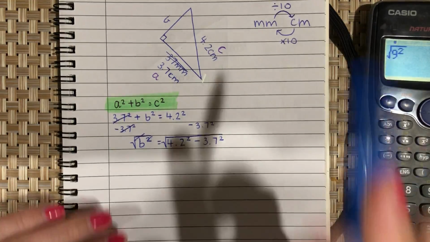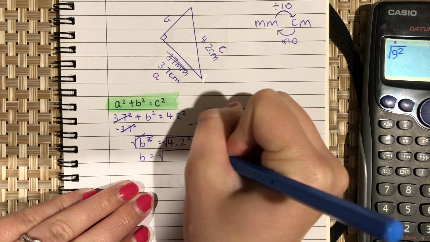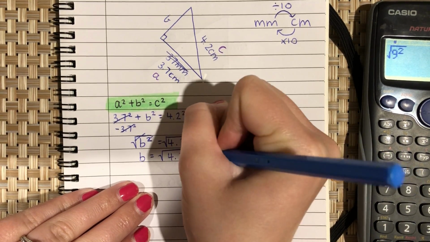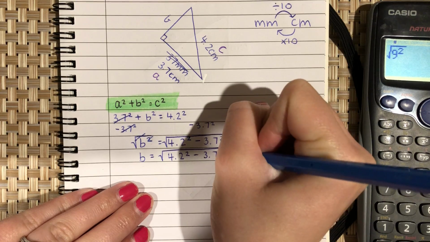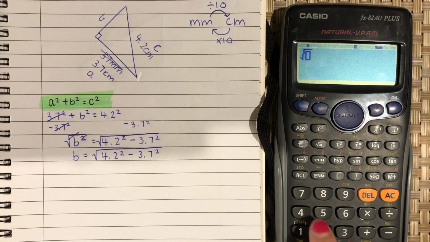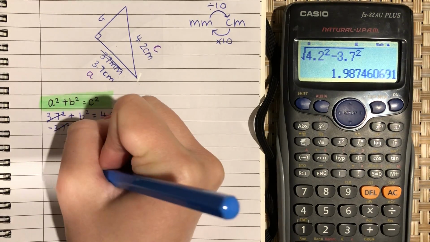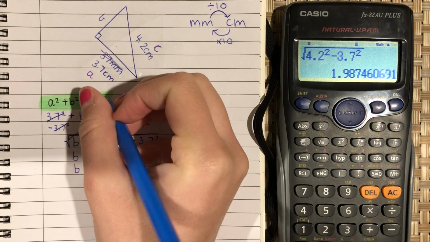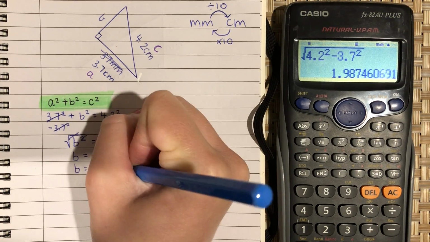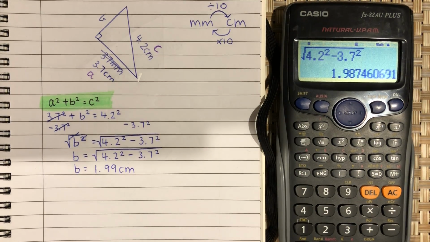Okay, so B equals square root 4.2 squared minus 3.7 squared, and we can put that straight in our calculator how we see it. And we'll go to 2 decimal places. So B equals 1.99 centimetres.